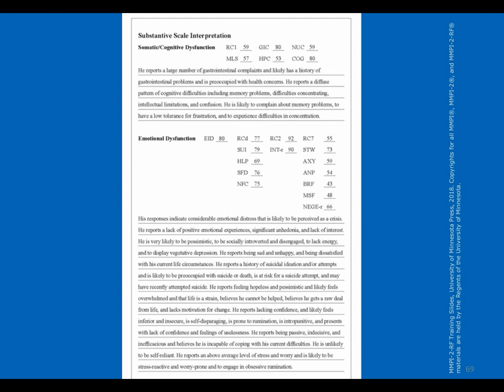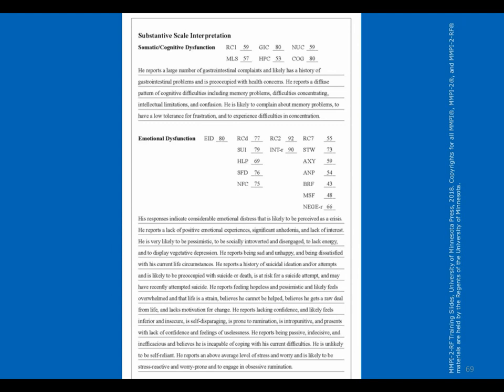Now that we've interpreted RCD, we're going to interpret the specific problem scales that are more narrow measures of RCD. So this is going to be suicidal ideation, helplessness, hopelessness, self-doubt, and inefficacy. He reports a history of suicidal ideation and/or attempts and is likely to be preoccupied with suicide or death, is at risk for suicide attempt, and may have recently attempted suicide. He reports feeling hopeless and pessimistic and likely feels overwhelmed and that life is a strain, believes he cannot be helped, believes he gets a raw deal from life, and lacks motivation for change.